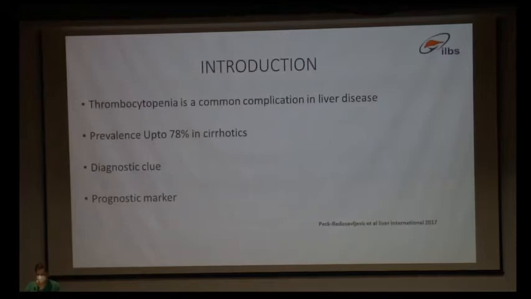So coming to the introduction, thrombocytopenia is one of the most common complications of liver diseases, with a prevalence of almost up to 78% in cirrhotics. It's normally classified into mild, moderate, and severe, with an incidence of nearly 16%. It's very important that we know the implication of thrombocytopenia because it is also a diagnostic clue, as we've seen in earlier conditions of liver cirrhosis.